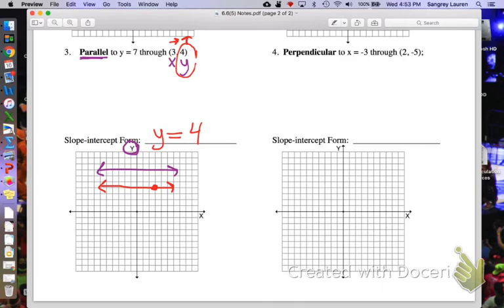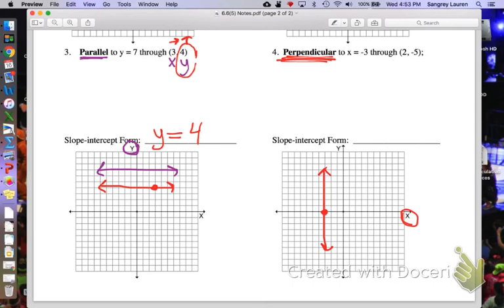Now, for number 4, it's going to be perpendicular to the line x equals negative 3. So let's think about this. If the line is x equals negative 3, that means we need to find the x-axis and go to negative 3. 1, 2, 3. So my line has to go through the x-axis at negative 3. So this is a vertical line. If we need a new line that's perpendicular to this one, it would have to be horizontal.